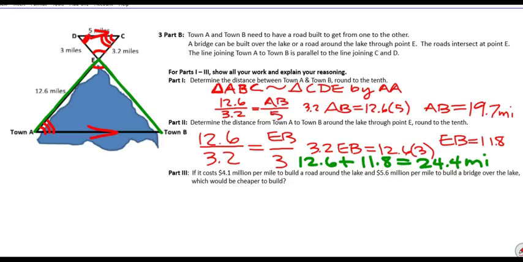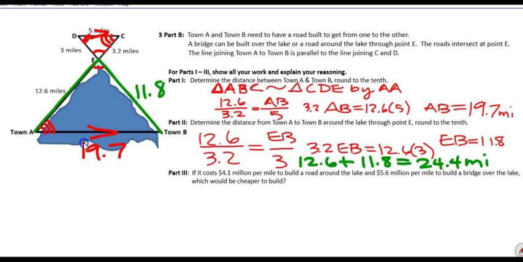For this third part of the problem, I'm going to label some of the things we've already found. Over the lake was 19.7 miles, and this over here to the right was 11.8 miles. The reason we're doing this is because the third part says if it will cost $4.1 million per mile to build a road around the lake and $5.6 million per mile to build a bridge over the lake, which would be cheaper to build. So we're going to multiply these by the numbers we just got.